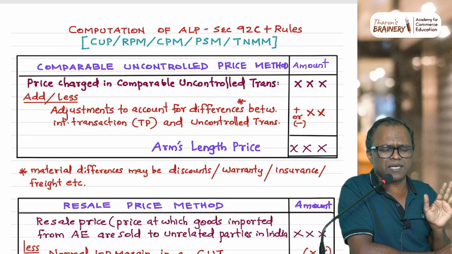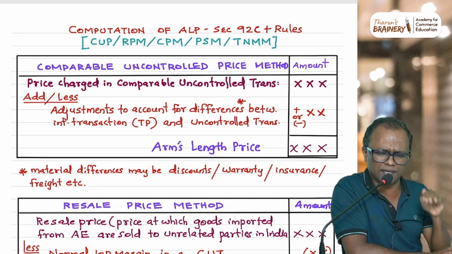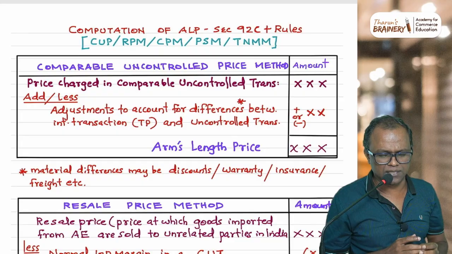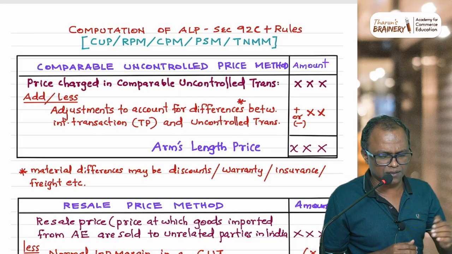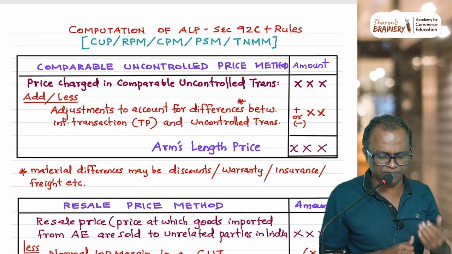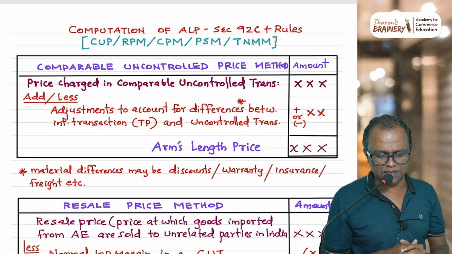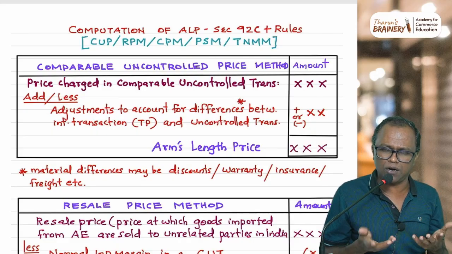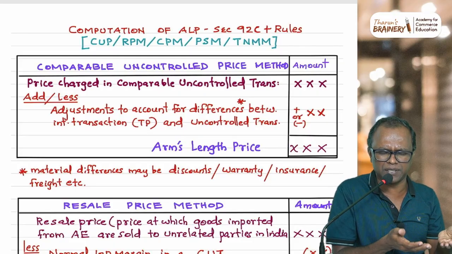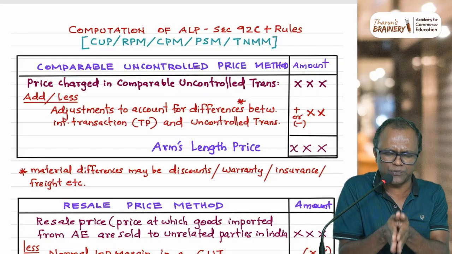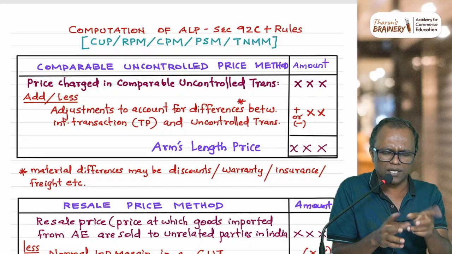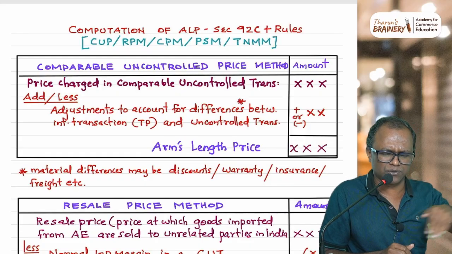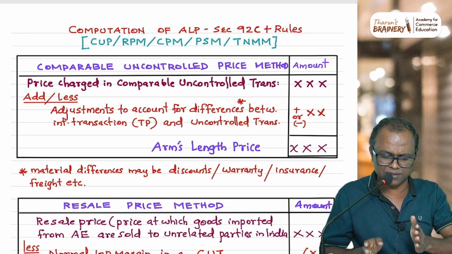Anyway, the comparable uncontrolled transaction should be the basis for the CUP method. The price charged in the comparable uncontrolled transaction is taken, then make adjustments, add or less, to account for differences between the international transaction and the uncontrolled transaction which would affect the price. Some will be added, some will be reduced, depending on the situation, to make it at par with the controlled transaction. We should make all the adjustments, and we will get the arm's length price.